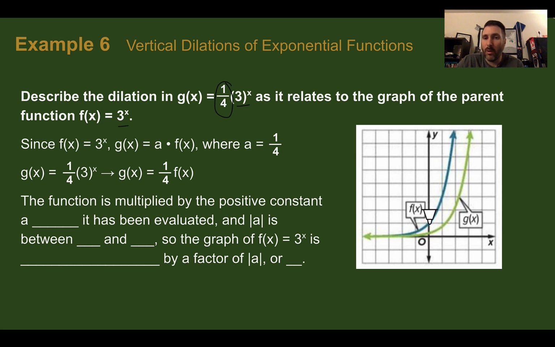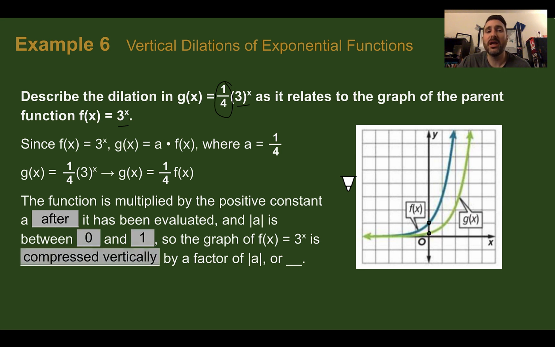So instead of starting at 1 with our y-intercept, our a value is going to make the y-intercept start at 1/4. Figuring out if this is stretching it vertically or horizontally, we're going to look at where that 1/4 is positioned. Since it's out front, it's going to be multiplied after we evaluate. And since 1/4 is between 0 and 1, this is going to be a compression vertically by a factor of 1/4.